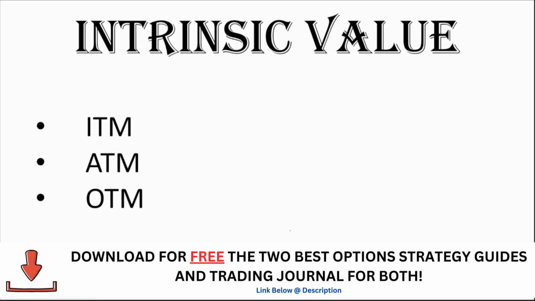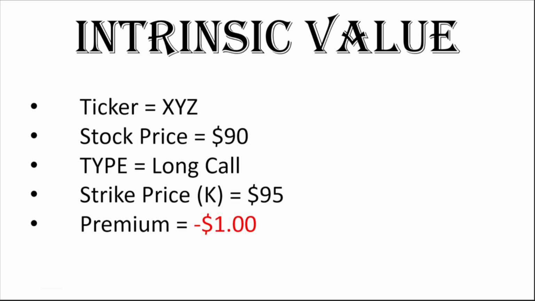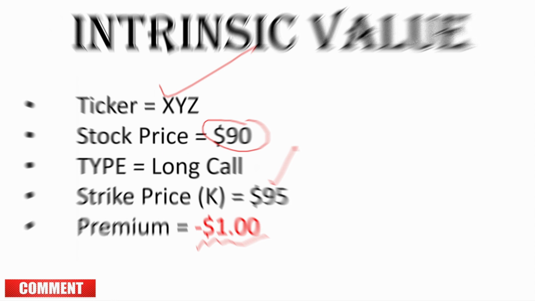So now that we know about option moneyness, or in other words, ITM, ATM, and OTM options, let's go back and see some examples of option intrinsic and extrinsic value. Let's say that the stock XYZ is currently trading at $90 per share. We buy a long call option at the strike price of $95, and for us to have the right to buy, we have to pay a premium of $1.